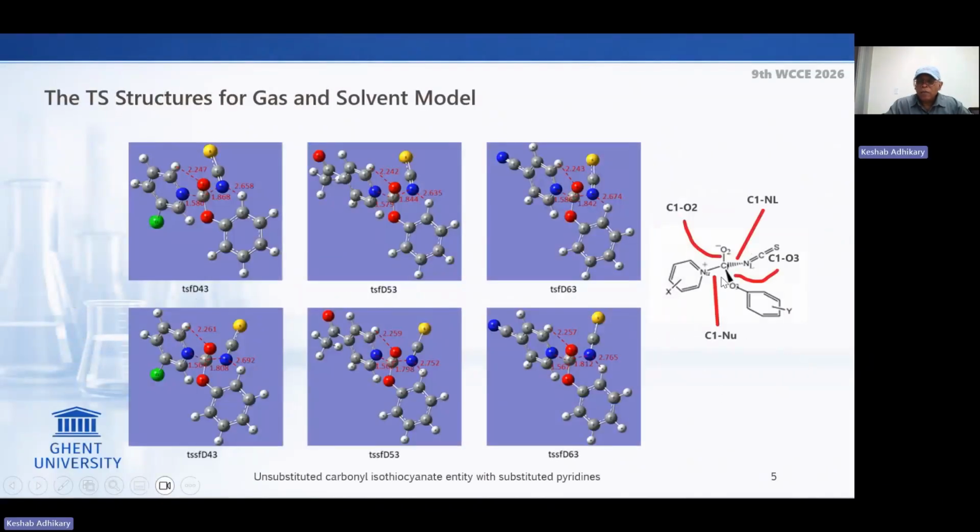The central atom is the carbon reaction center of the phenyl carbonyl isothiocyanate, and the nucleophile is the pyridine. This is the pyridine nucleophilic nitrogen, and the leaving group is this one, the NCS isothiocyanate leaving group nitrogen, and the phenyl oxygen and carbonyl oxygen. So these four atoms, nucleophilic nitrogen, carbonyl oxygen, leaving group nitrogen, and phenylic oxygen, as ligands were considered for all structural features.